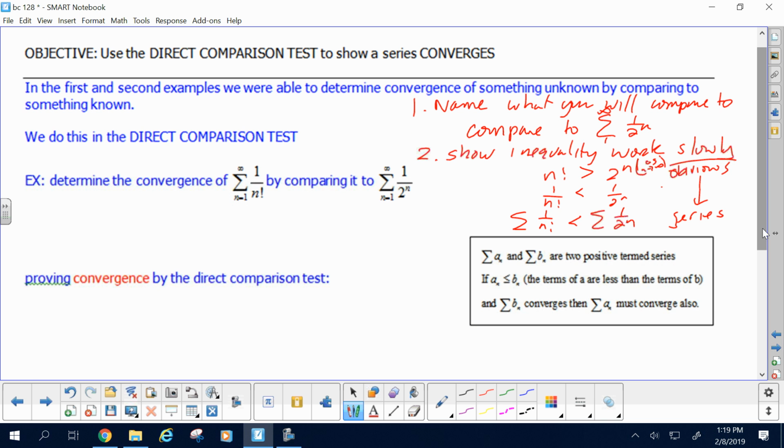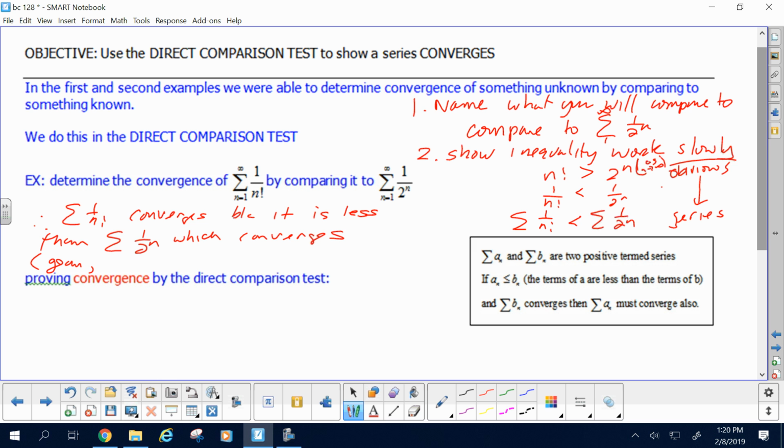That's then the conclusion. We would say something like: 1 over n factorial converges because it is less than 1 over 2 to the n, which converges. Now, the only gotcha to this that people leave off and that you need to say is you need to justify why you say 1 over 2 to the n converges. Why is this convergent? Not a p-series.